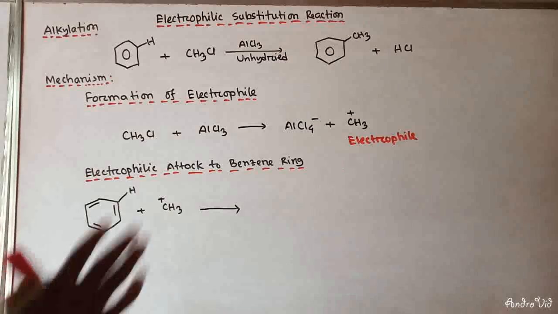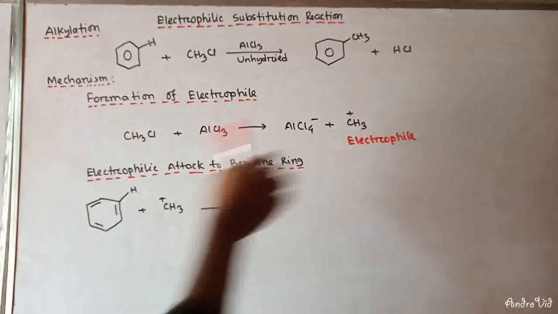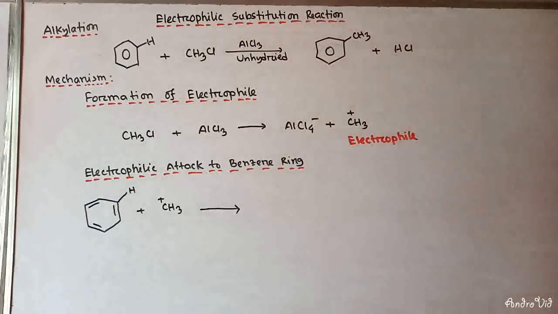When this ion is produced, the methyl plus electrophile is also produced from methyl chloride. So this is the first step, the formation of the electrophile. Now the second step.